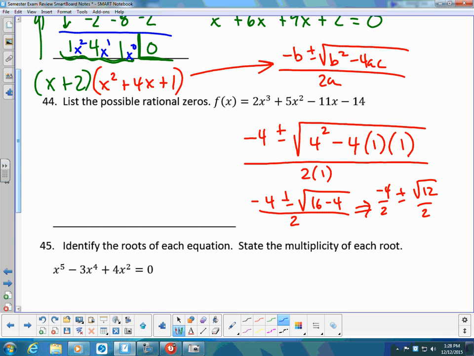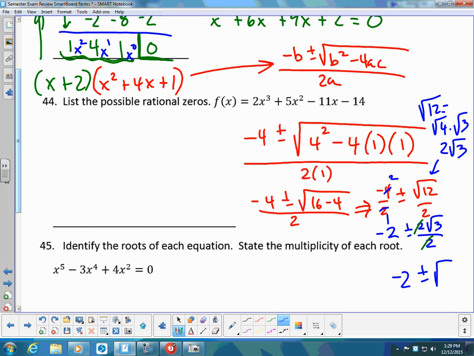This reduces to negative 2, and then I can simplify square root of 12. Square root of 12 is equal to square root of 4 times square root of 3, so that's 2 square root of 3. So I get 2 square root of 3 over 2. These 2's divide out, so I'm left with negative 2 plus or minus square root of 3 as my answer for number 43. Actually, not quite.